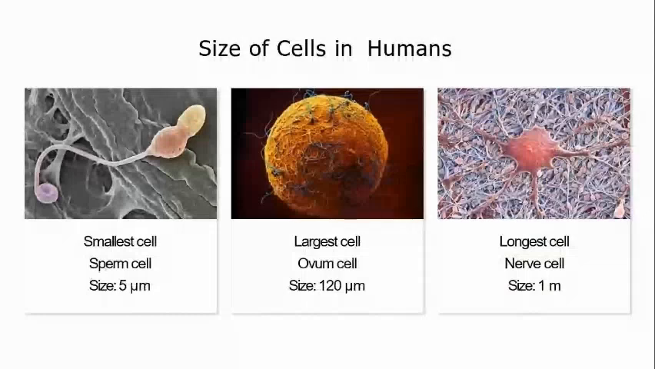So this is the size of the cell in humans. The smallest cell, the sperm cell, is about 5 micrometers. The largest cell, which is about 120 micrometers, is the ovum or the egg cell. And we have the longest cell, which is the nerve cell, that is about 1 meter.